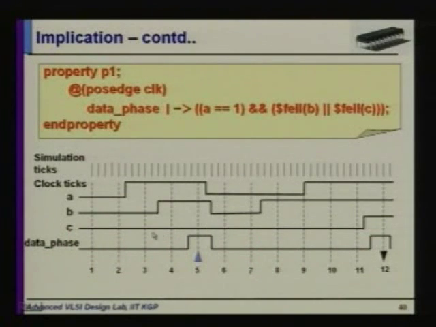The timing diagram says that when data phase is 1, then this sequence will match. But look here, it is not a sequence, it's a property. We will discuss more on properties and the difference between them. Just notice that for implication we must have a property, not a sequence, because it's not entirely sequential behavior, it's an if-then relationship and an assumption and guarantee relationship. Therefore we must encode it as a property. The timing diagram suggests that when data phase is 1, then the next is evaluated, and it is true. When data phase is 0, there is no question of evaluating it.